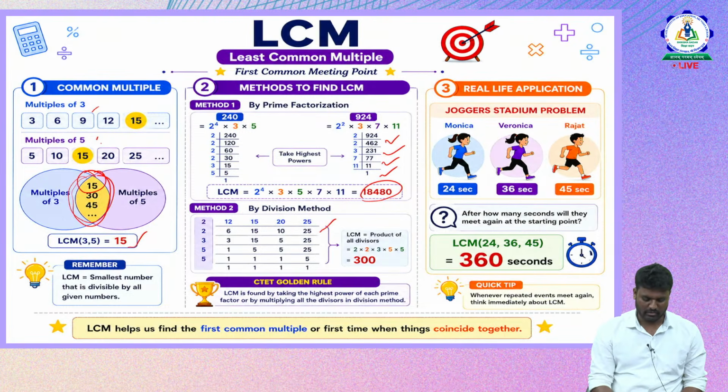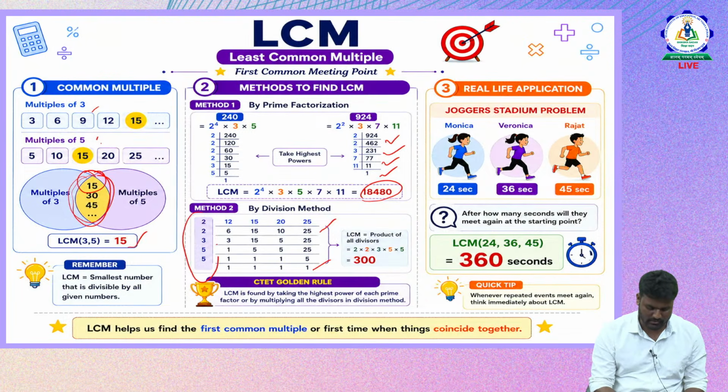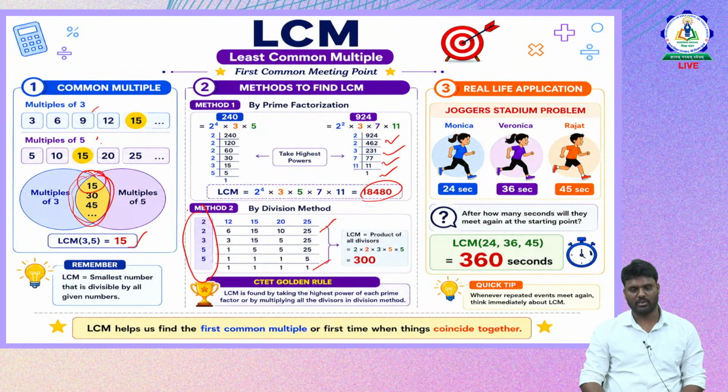Okay, then we have to follow the division method till we get the remainder 1. Now the LCM is equal to the product of all the divisors. What are the divisors? These are all the divisors of the given numbers. So 2 into 2 into 3 into 5 into 5, these are the divisors of the given numbers. If you multiply these, you will get 300. And this is one way of identifying the least common multiple by the division method.